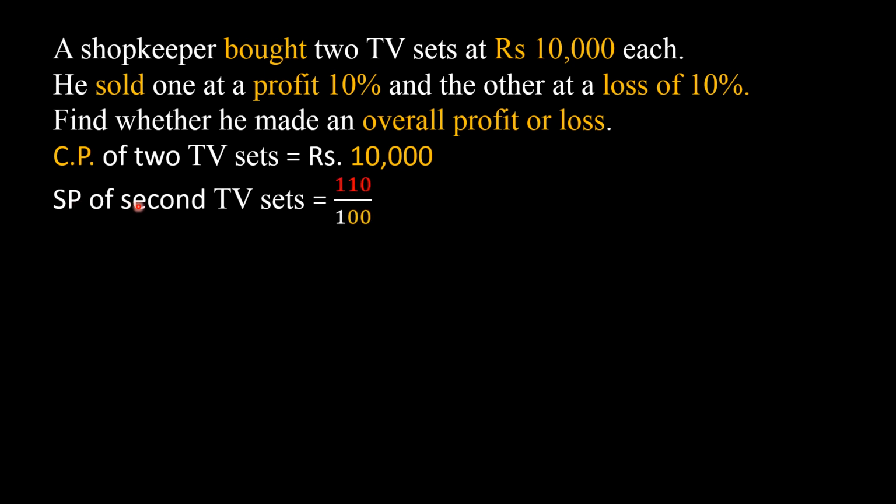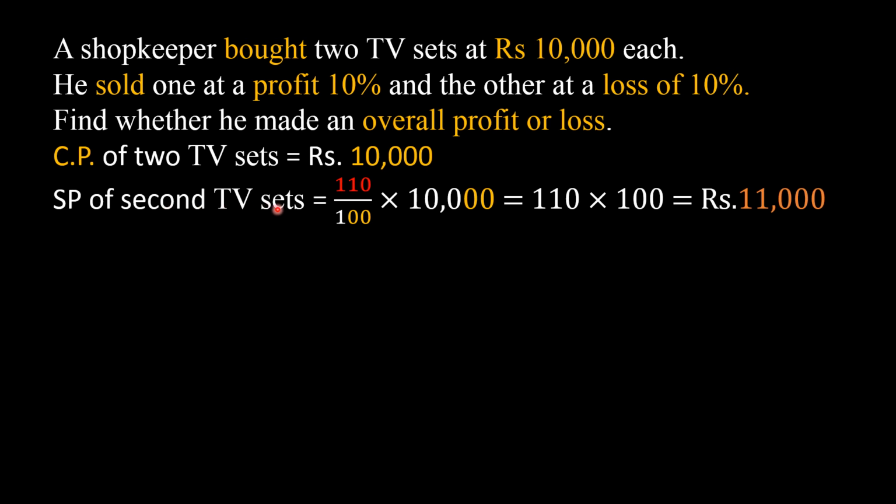Selling price of the first TV set is 110 divided by 100 multiplied by 10,000, because he sold one TV at a profit of 10%. So 100 plus 10 will be 110. These two zeros will get cancelled with these two zeros. 110 multiplied by 100 will give us 11,000 rupees.